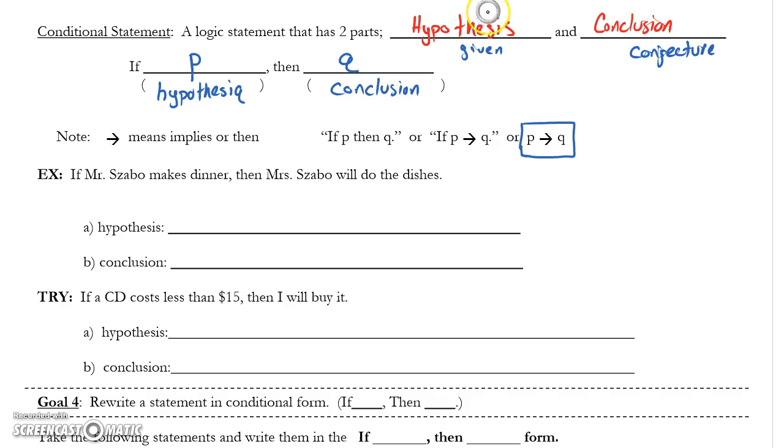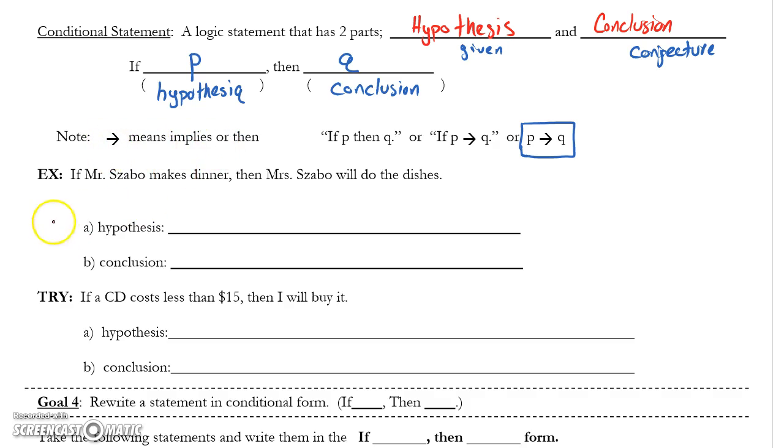So again, hypothesis is your given information. That's the stuff that you have to make true for sure. The conclusion is your conjecture. That's the thing you're checking. If this is true, can you come up with a counterexample of this situation? That arrow is our then, or implies.